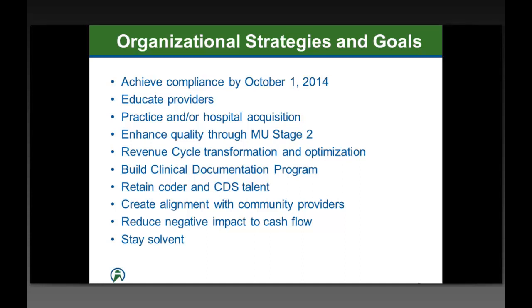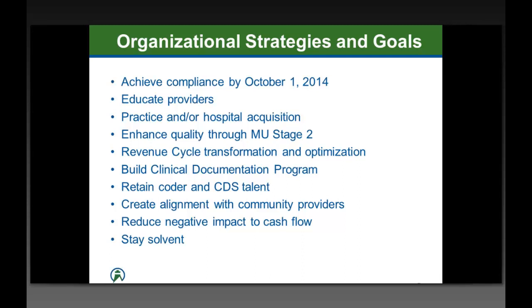Are you going to educate providers? Or are there more overarching kinds of goals? For example, with a practice or hospital acquisitions, and I'm going to talk through an example about that in a minute. Are you looking to enhance your quality through meeting meaningful use stage 2 because you need ICD-10 there? Are you doing revenue cycle transformation and optimization? That's going to be a big key in order to make all of this happen. Are you building your clinical documentation programs, or are you enhancing the program or tools that you have?